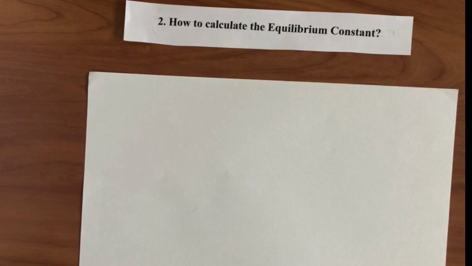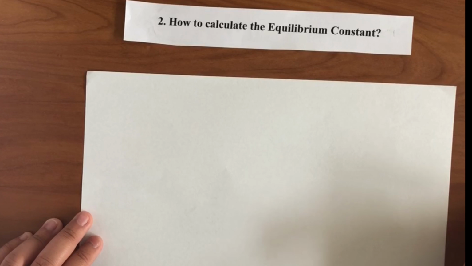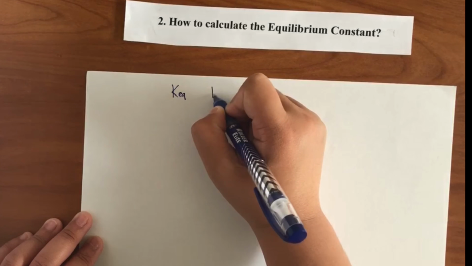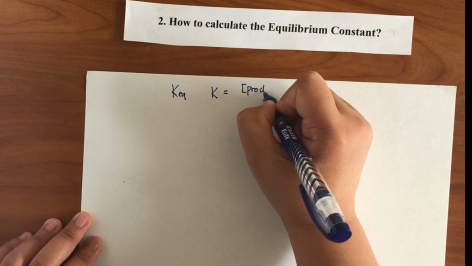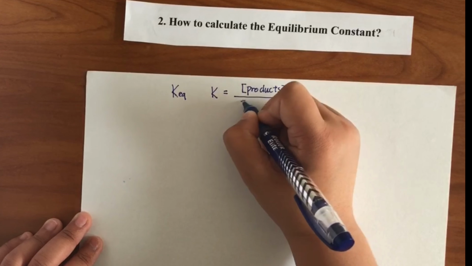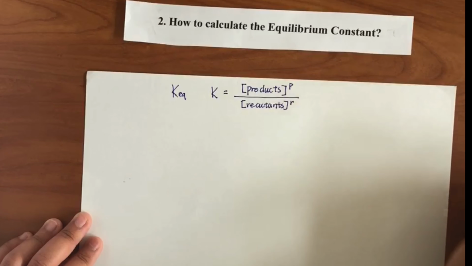Second, how to calculate the equilibrium constant. The equilibrium constant is often just called Keq, or just K. To find K, we need the concentration of products raised to its coefficients over the concentration of reactants raised to its coefficients.